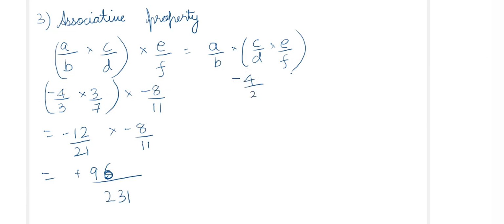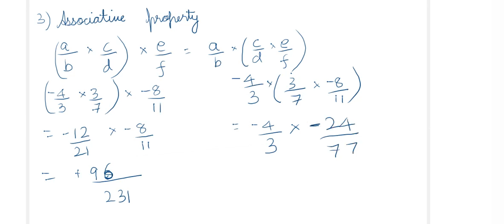Minus 4 by 3 into 3 by 7 into minus 8 by 11. Again, this is nothing but minus 4 by 3 into minus, since minus into plus is minus, 8 3s are 24 by 77. Now minus 4 into minus 24, minus into minus is plus, 4 into 24 is 96 by 231. So it is the same, right? So the associative property also holds good for multiplication of rational numbers.